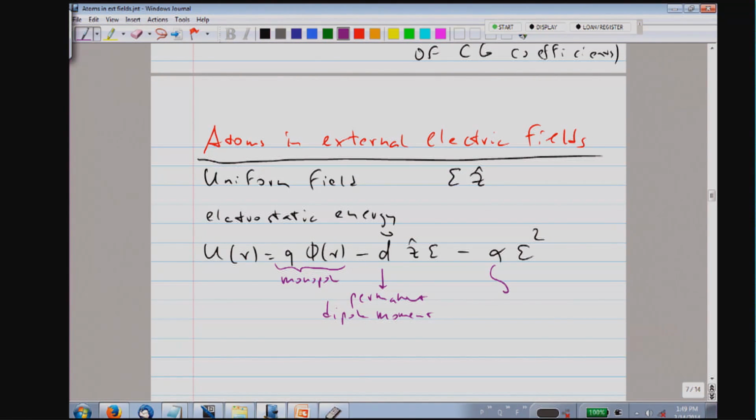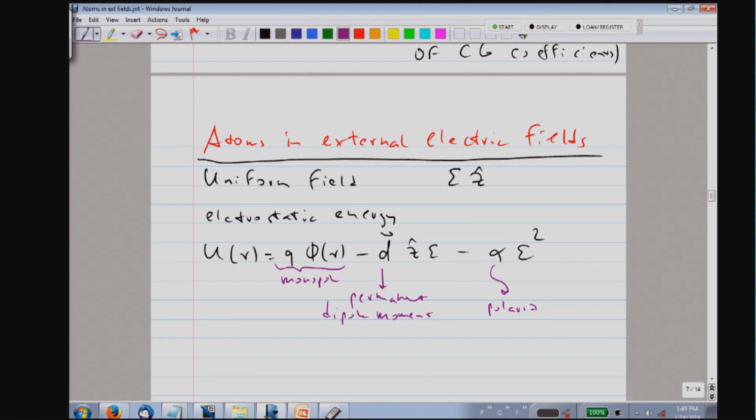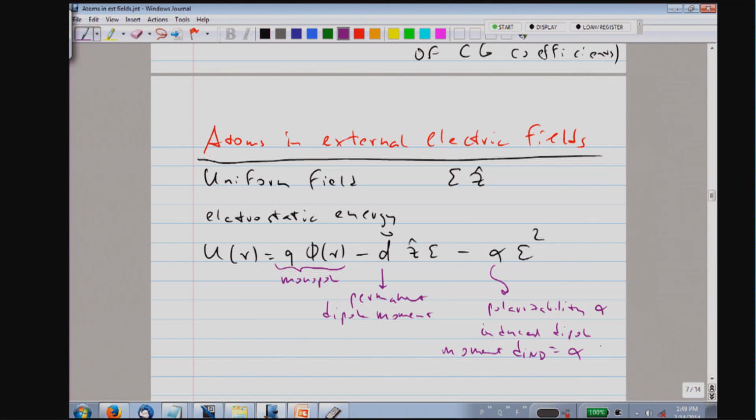And then the term which provides us with a Stark effect, with the energy shift of atoms in electric field, will be the third term here, which is characterized by the polarizability alpha, and it corresponds to an induced dipole moment, which is alpha times epsilon. Then the induced dipole moment interacts with the electric field, and that gives epsilon times epsilon, epsilon squared.